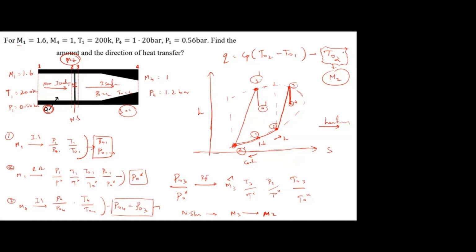What I need is this T02. M2 is also on the Rayleigh curve only. So once I know M2, I can go to the Rayleigh flow table and find T02 by T0 star. T0 star I already found. If you know T01, I can find T0 star. Substitute here, you will get T02. Substitute that T0 here, you will get the Q value.